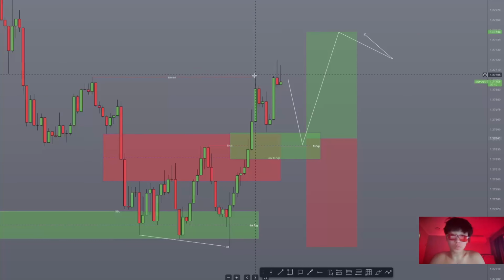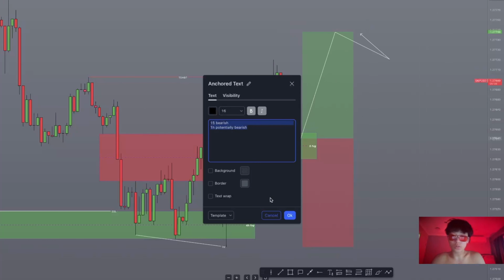Is it going to be a 15-minute break? We got 10 seconds. We're going to see it close above this red line. If it doesn't, that's not super great confluence. If it does, then I'm definitely in for longs. 3, 2, 1, closed above. That's great. We got a 15-minute break. Our 15-minute is now bullish.